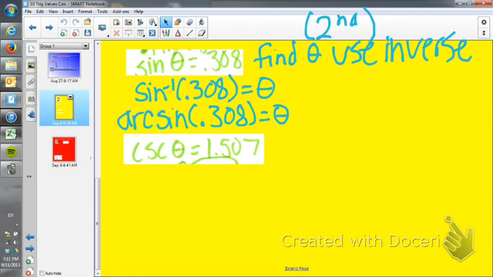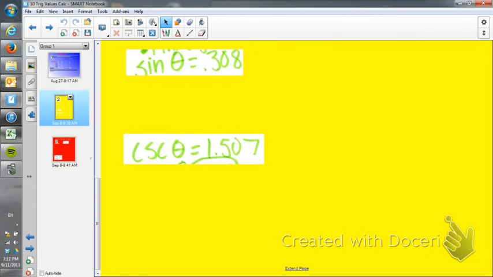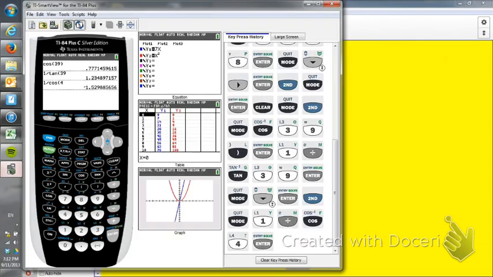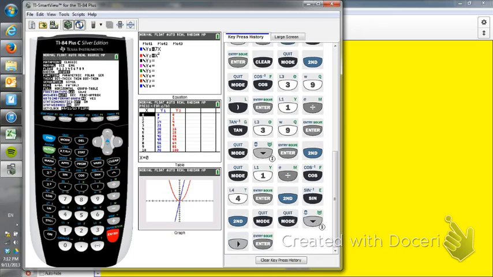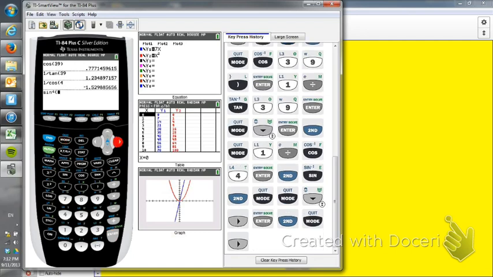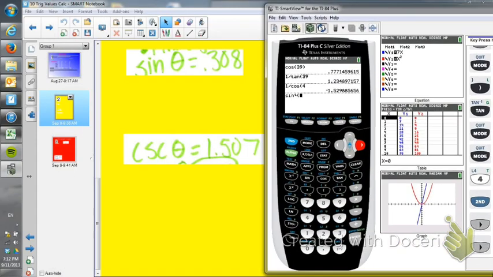So we're going to go to our calculator, and we're going to type in second sine, and we're going to make sure our mode is in degrees. I don't think I changed mine. So I'm going to change my mode back to degrees, and then I'm going to type in inverse sine of my original question, which was 0.308. And I get a value of about 18 degrees.